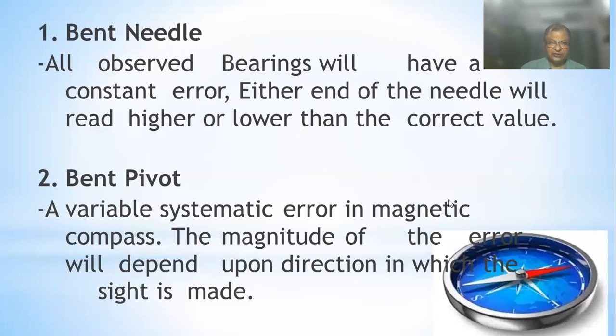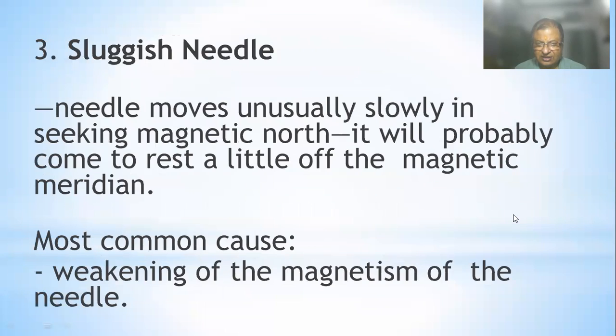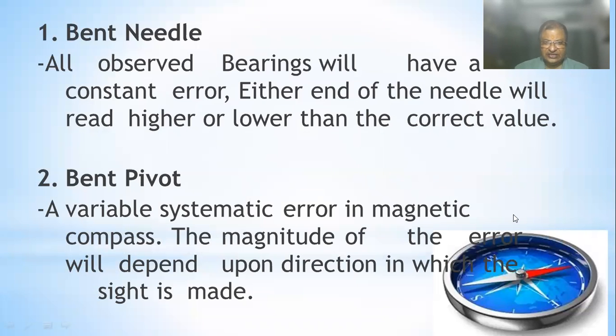All observed bearings will have a constant error. Either end of the needle will read higher or lower than the correct value. And for a variable systematic error in a magnetic compass, the magnetic declination error will depend upon the direction of the line of sight.